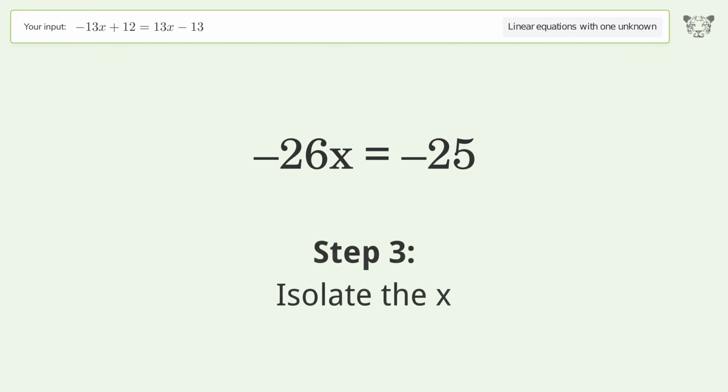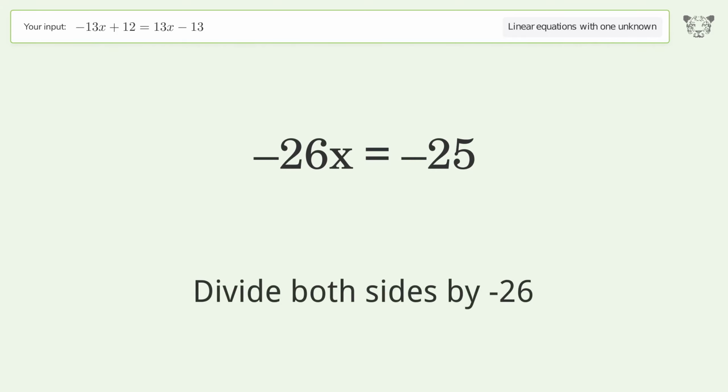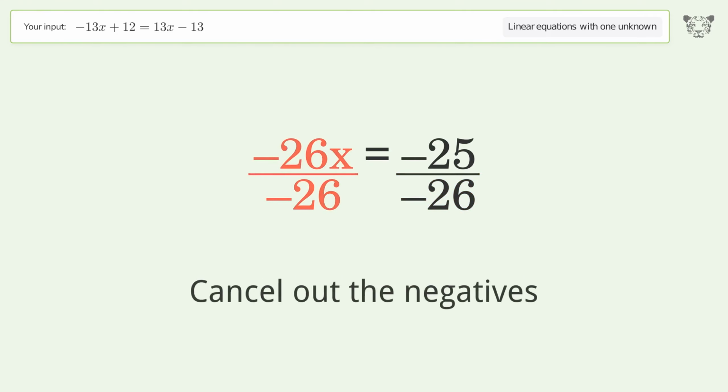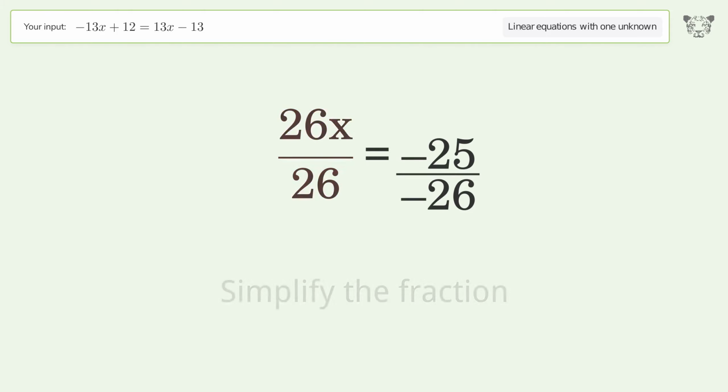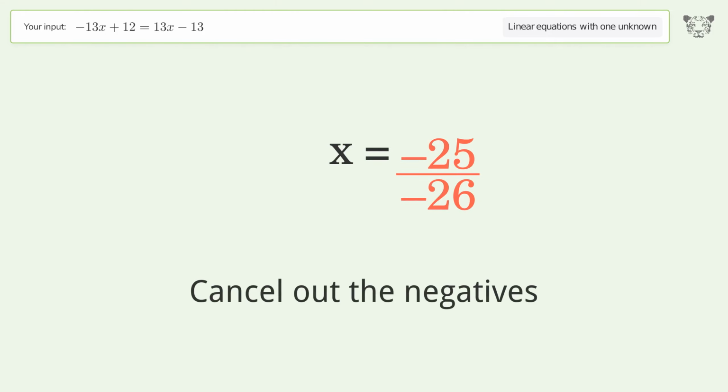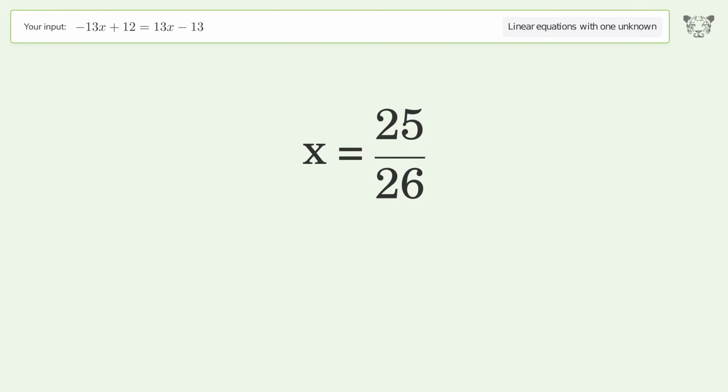Isolate the x. Divide both sides by -26. Cancel out the negatives. Simplify the fraction. Cancel out the negatives. And so the final result is x equals 25/26.